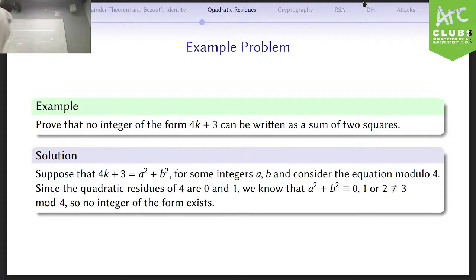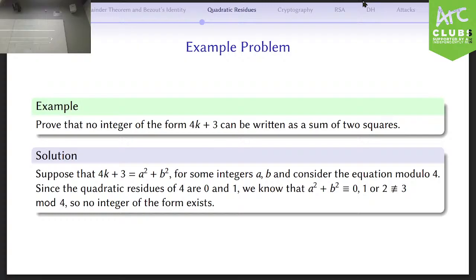So, solution. Well, let's say it is possible, right? We'll do a classic contradiction. Suppose that 4k plus 3 is a squared plus b squared for some integers a and b, and we're going to consider the equation modulo 4. 4 is a pretty good number because 4k plus 3 has a k in it, so we can easily get rid of that if we just take mod 4, right? So that's basically saying a squared plus b squared is congruent to 3 mod 4.